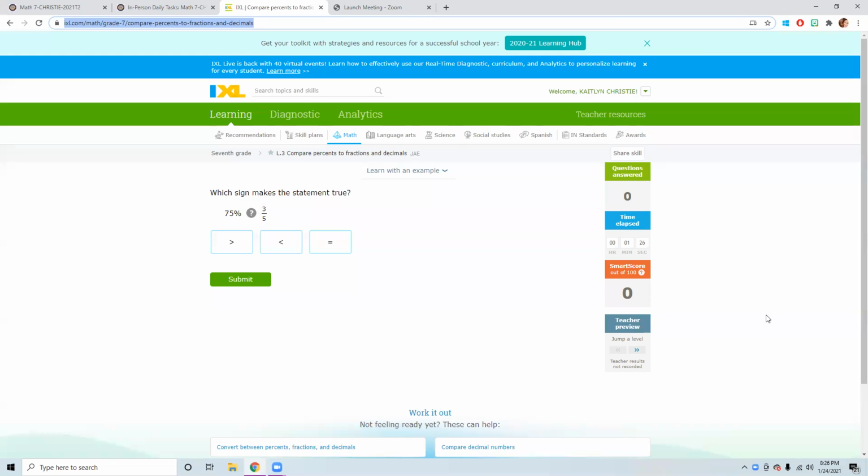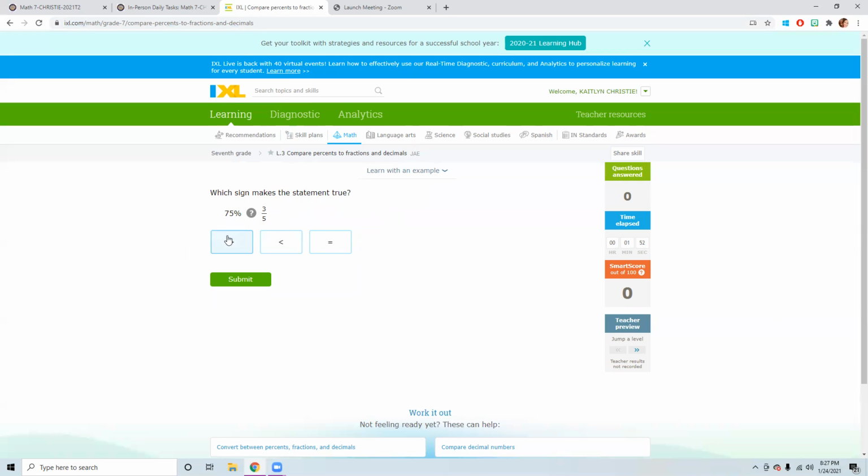Today we're taking what we've learned before in 6.1 and we are expanding on that knowledge. Today we are talking about comparing percents to fractions and decimals. So this IXL is what I'm going to be using to teach you, and then you're going to actually complete this IXL as well. So we're talking about which sign makes the statement true.